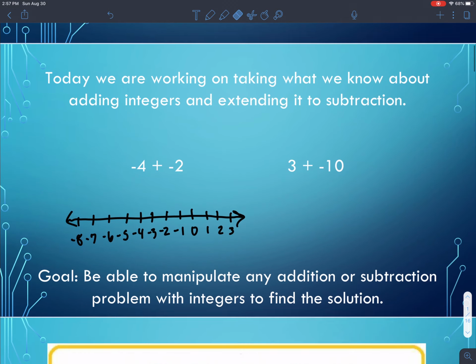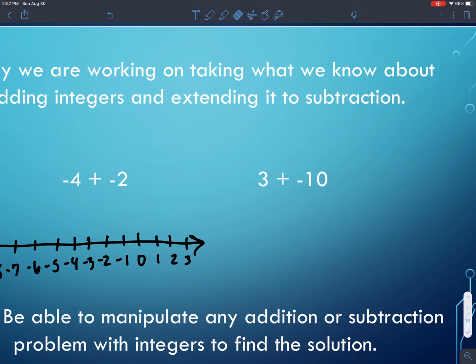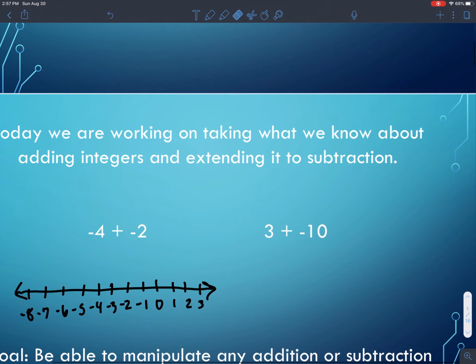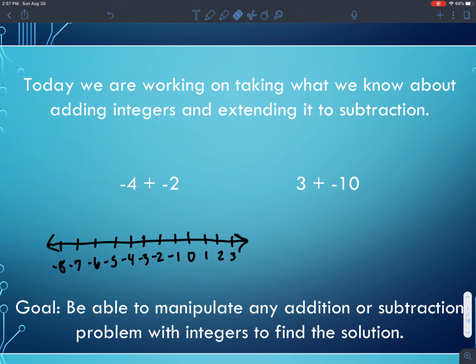So what we're going to do is take what we have learned in the past week about adding integers and extend it to subtraction. I'm going to show you what I mean by that in a second, but let's review quickly what we've learned about adding integers.